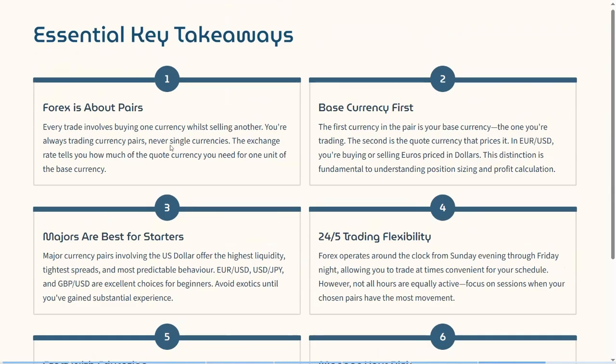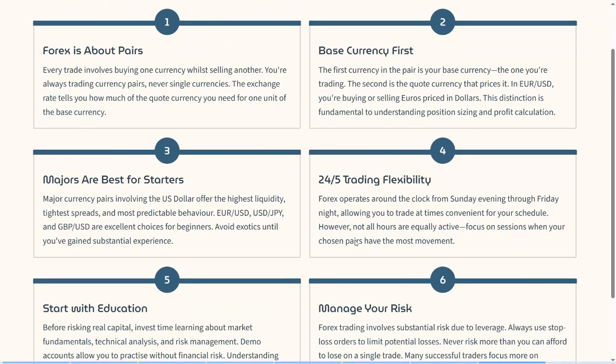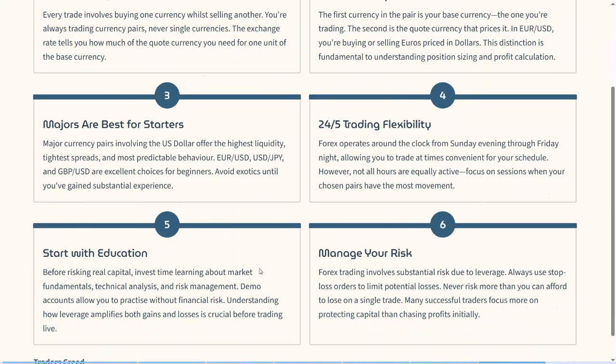Forex is about pairs, buying and selling of one currency pair to another. Base currencies are usually the first currencies, while the quote currencies are usually the second currencies. Major pairs are best for starters, and Forex is open 24 hours a day, 5 days a week, and has a daily trading volume of over $7 trillion. So these are just things you need to know.